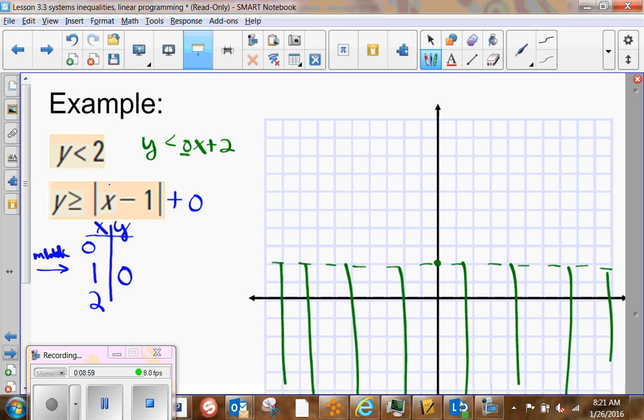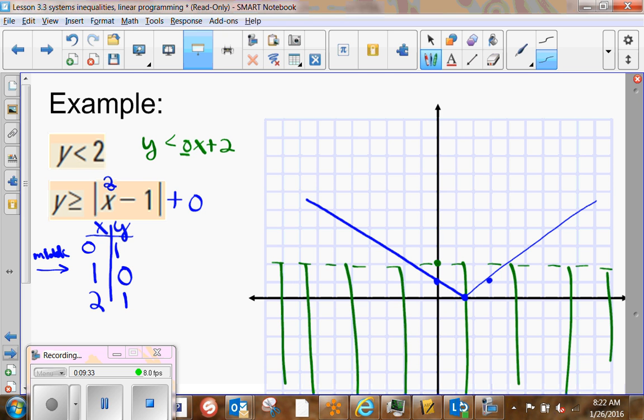If I stick a 0 in here, I get the absolute value of -1, which is 1. If I stick a 2 in here, I get the absolute value of 1, which is 1. So 0, 1, and 1, 0, and 2, 1. It's going to be solid lines. Alright, now let's do the interesting part. Let's test our 0, 0 and see which way on that V I should go.